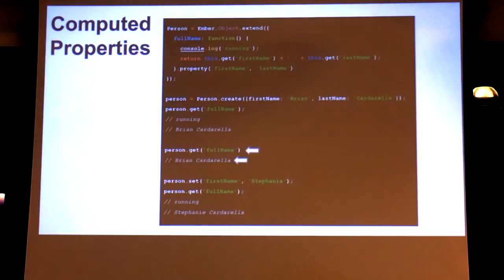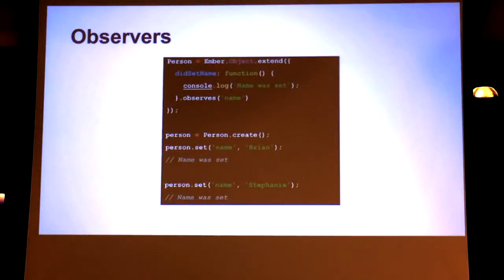The second time we get it, though, we haven't changed any of the dependent properties. We notice that the "running" console log did not get output. So this shows that it's just returning the value directly, handling the caching very, very simply. It's nice to have. But if we modify one of the dependent properties, then we notice that the second time we get it, it's going to actually run the function again, and we see the console log.